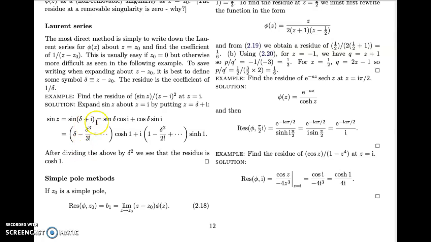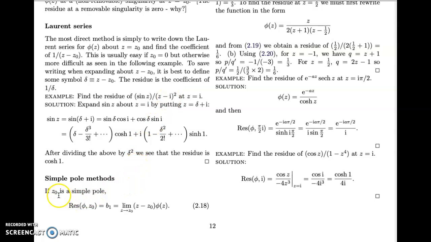Now, in this previous example, z0 is a pole of order 2, obviously, because you've got (z minus i) squared on the bottom, and this is not 0 when z equals i. So the methods we're going to show now wouldn't work for this example.